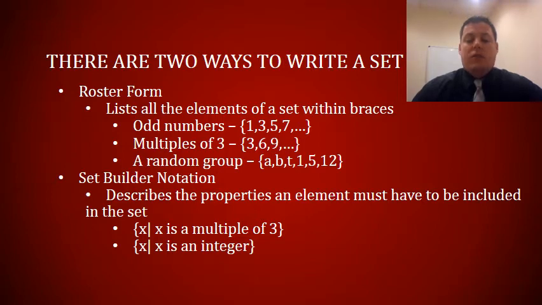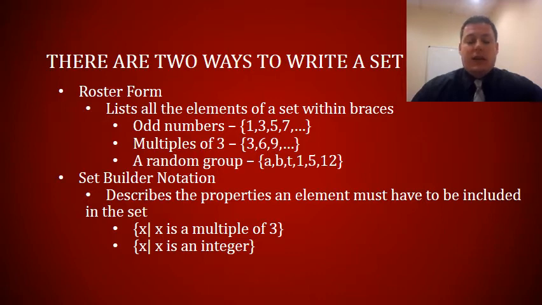There are two ways to write a set. There's the roster form, which, as I just showed you, is just a list of the elements within braces. So if you were to write odd numbers, you could write a brace, 1, 3, 5, 7, 9, etc. Multiples of 3 would be 3, 6, 9, or any random group.